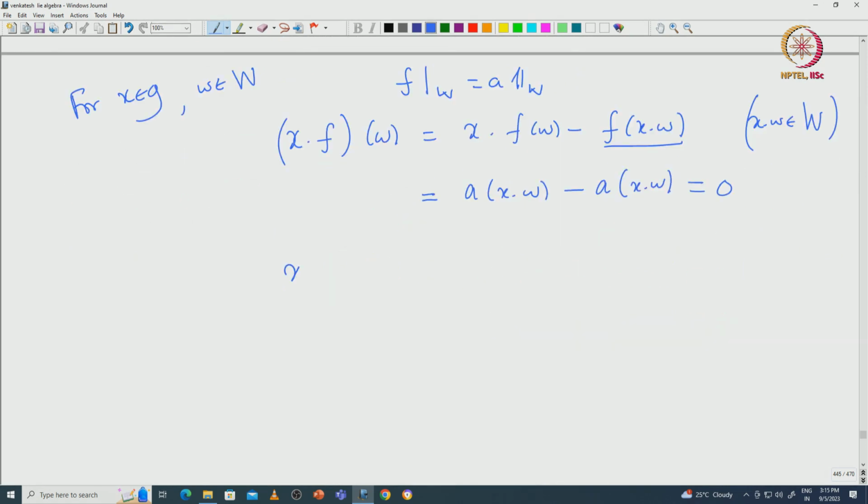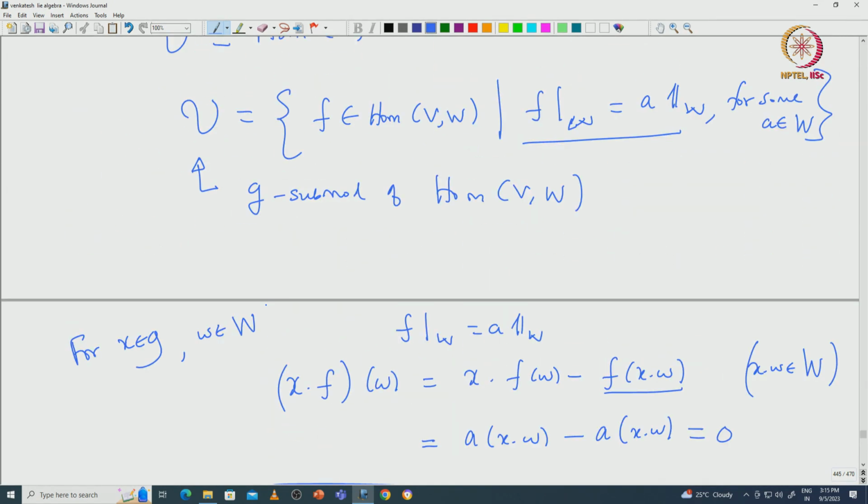So, that proves that x dot f, when you restrict it to W, gives us 0. All we wanted was some scalar times identity, but we got indeed 0. So, that means V is indeed a G submodule.